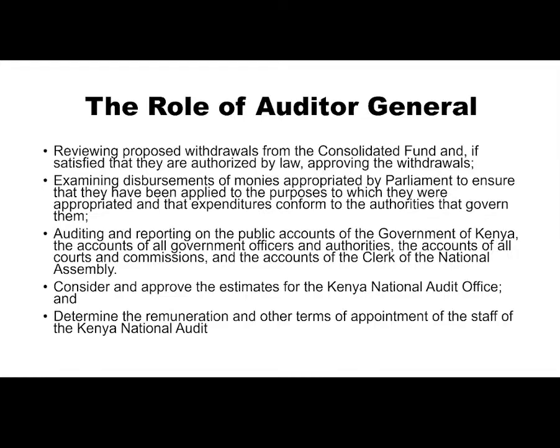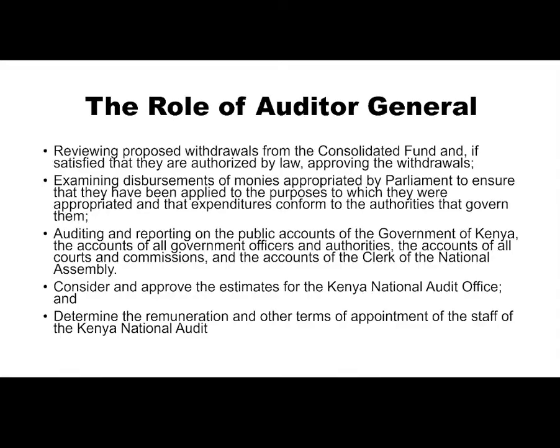So we are also going to look at the role of the Auditor General. One of the roles is reviewing proposed withdrawals from the consolidated fund, and if satisfied that they are authorized by law, approving the withdrawals. So he reviews all those withdrawals. Then examining disbursement of monies appropriated by Parliament to ensure that they have been applied to the purpose for which they were appropriated, and that expenditures conform to the authorities that govern them.